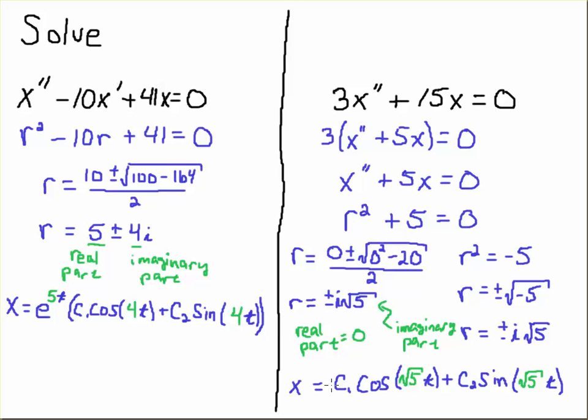Okay, so it's there, it's just the number 1. And I just take the imaginary part, the square root of 5, and I use Euler's formula, and I get the cosine of square root of 5 t, and here I get the sine of square root of 5 t. Now, don't forget, these solutions are functions of t. t is the independent variable in both cases, and x is the dependent variable.